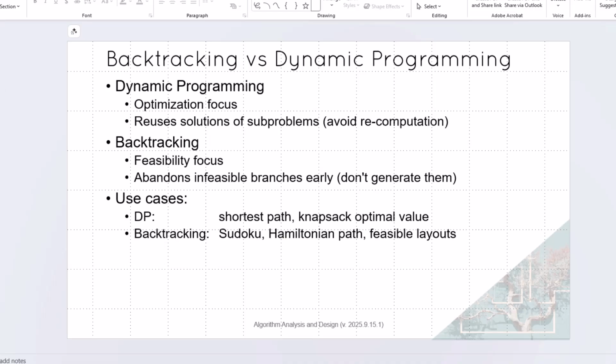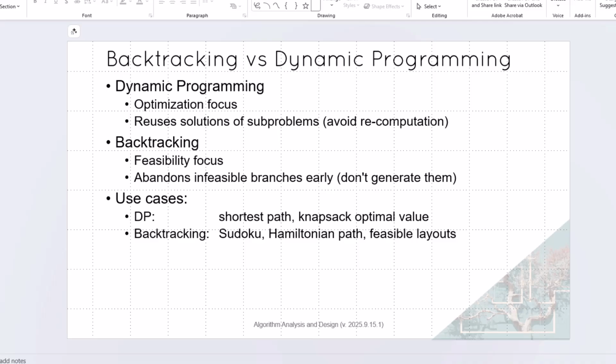Let's look at backtracking versus dynamic programming, which we have looked at. So with dynamic programming, we have an optimization focus. We reuse solutions of subproblems, and by doing that, we avoid recomputation.